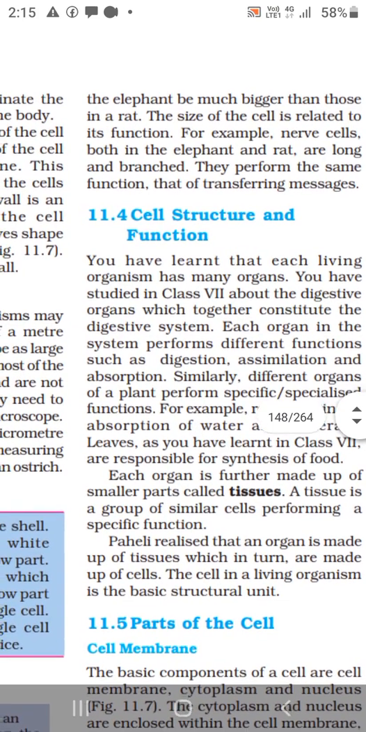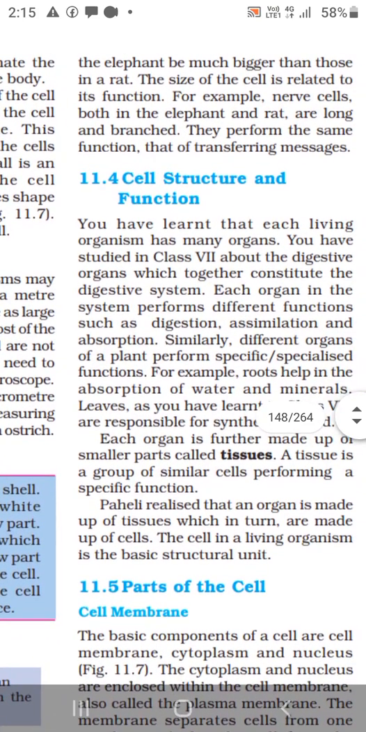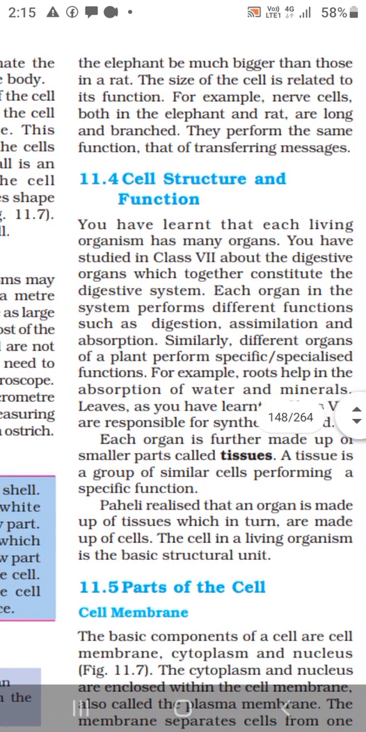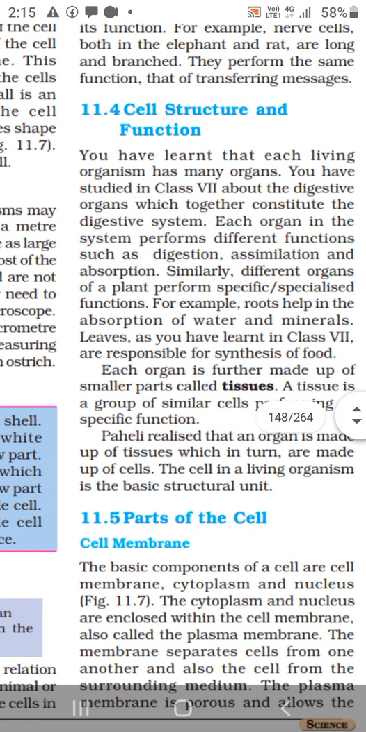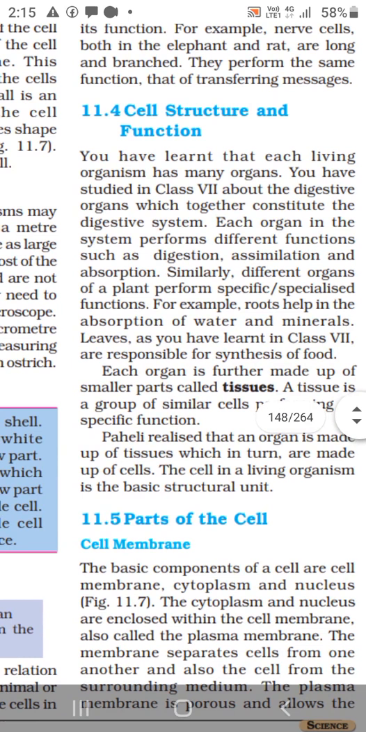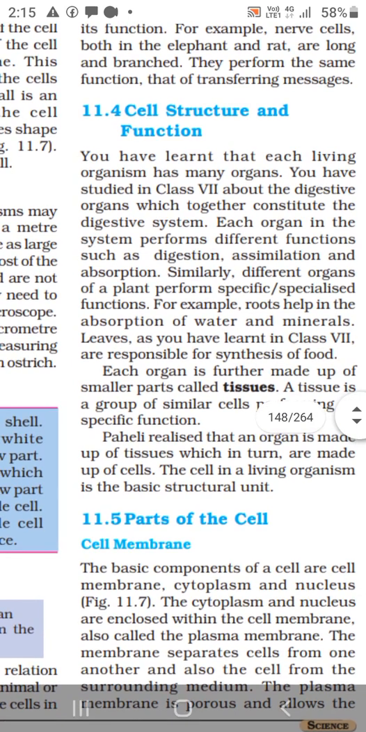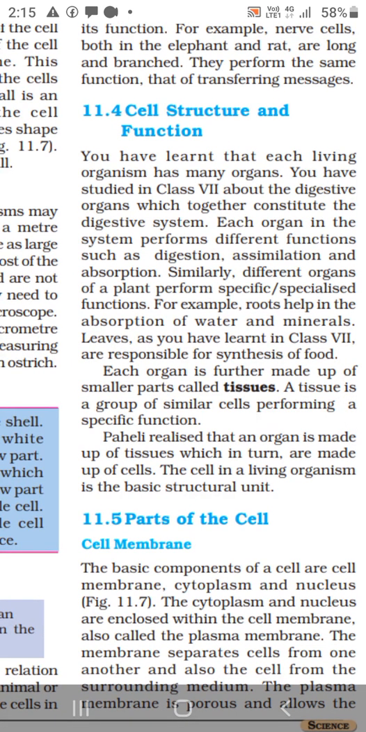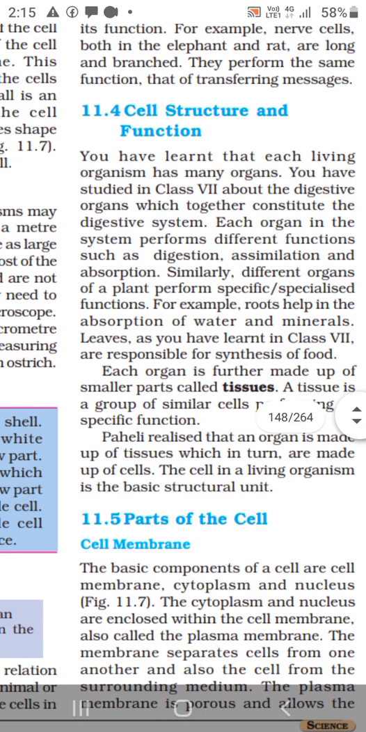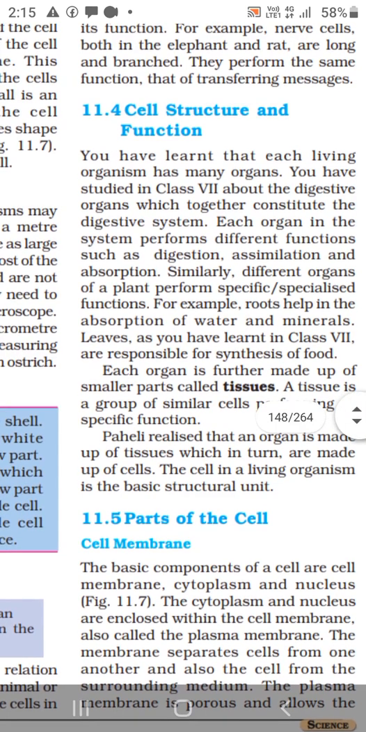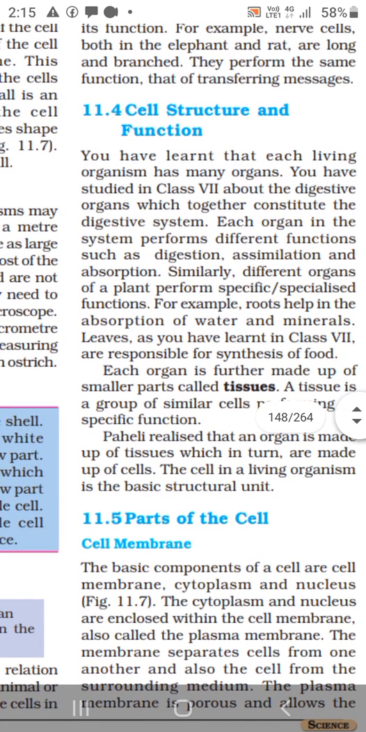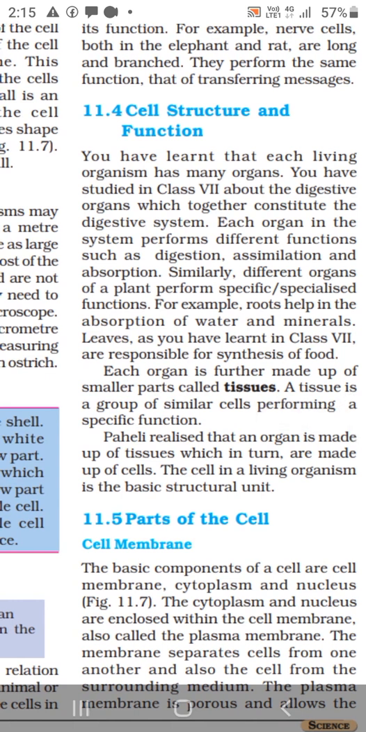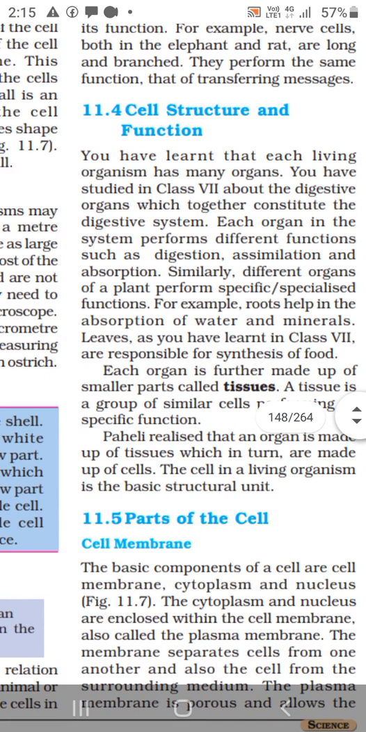Similarly, different organs of a plant perform specialized functions. For example, root helps in absorption of water and minerals. Leaves are responsible for synthesis of food. Each organ is further made up of smaller parts called tissues. A tissue is a group of similar cells performing a specific function. Paheli realized that an organ is made up of tissues, which in turn are made up of cells. The cell in a living organism is the basic structural unit.